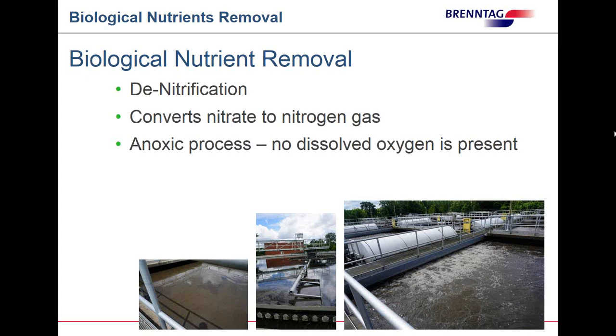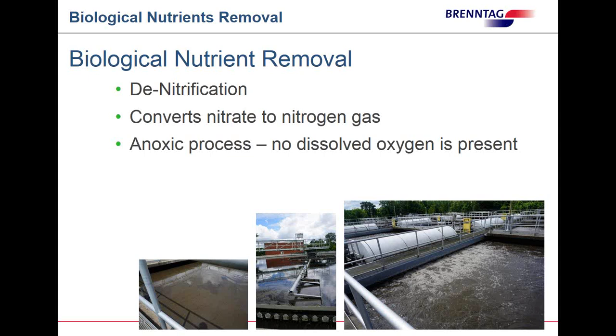We can accomplish this in 2 stages. In the first stage of treatment, we aerate, reducing the BOD, converting ammonia to nitrate. Then we discharge to a second tank. In the second tank, we no longer aerate, but still mix to prevent settling. This can also be accomplished in one tank simply by turning off the aeration and reducing the dissolved oxygen.